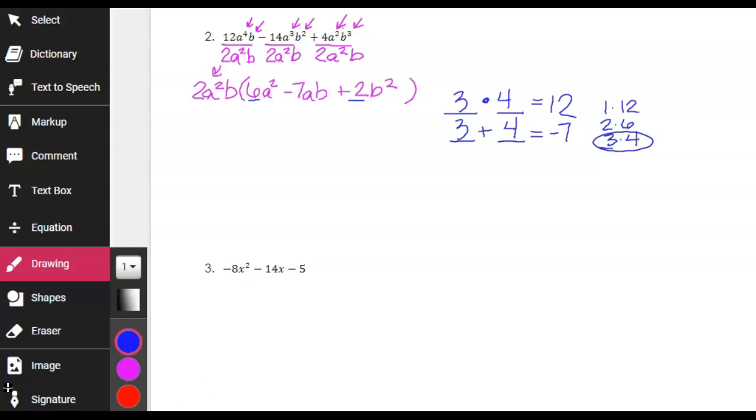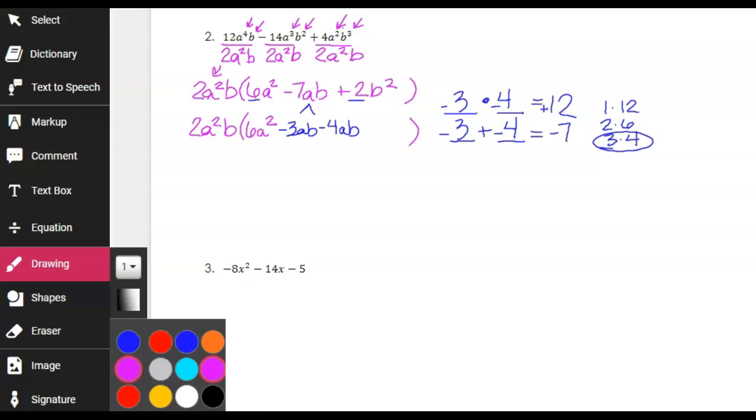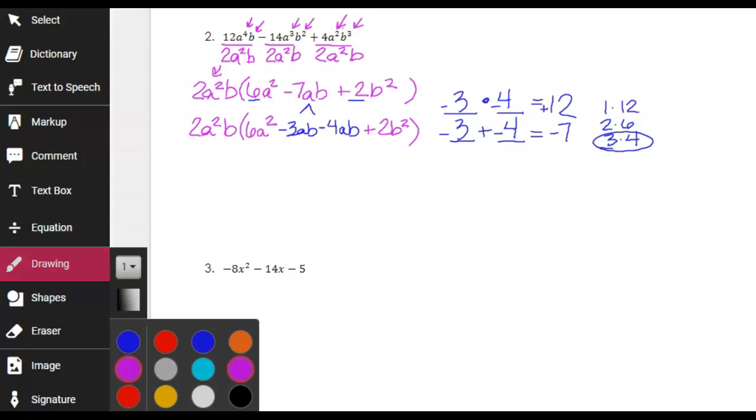However, 3 plus 4 does not equal negative 7, it equals positive 7. So I need to make both of these negative. And negative 3 times negative 4 does still give me positive 12, so that works out. So whenever I write my 4-term polynomial, I still have 2a squared times b as my GCF. But now I have 6a squared, and instead of minus 7ab, I have minus 3ab and minus 4ab, because together that makes minus 7ab.